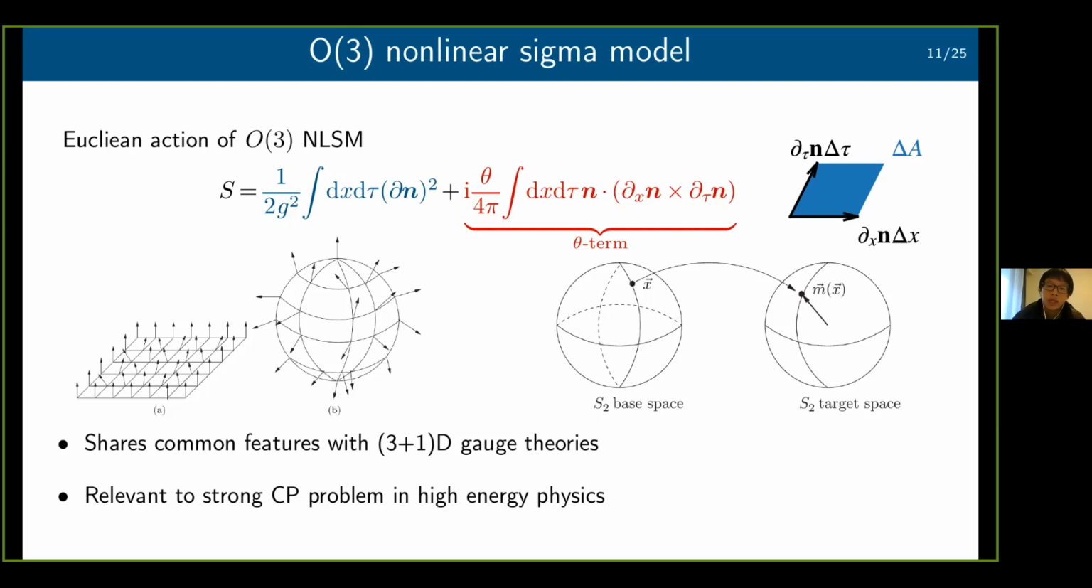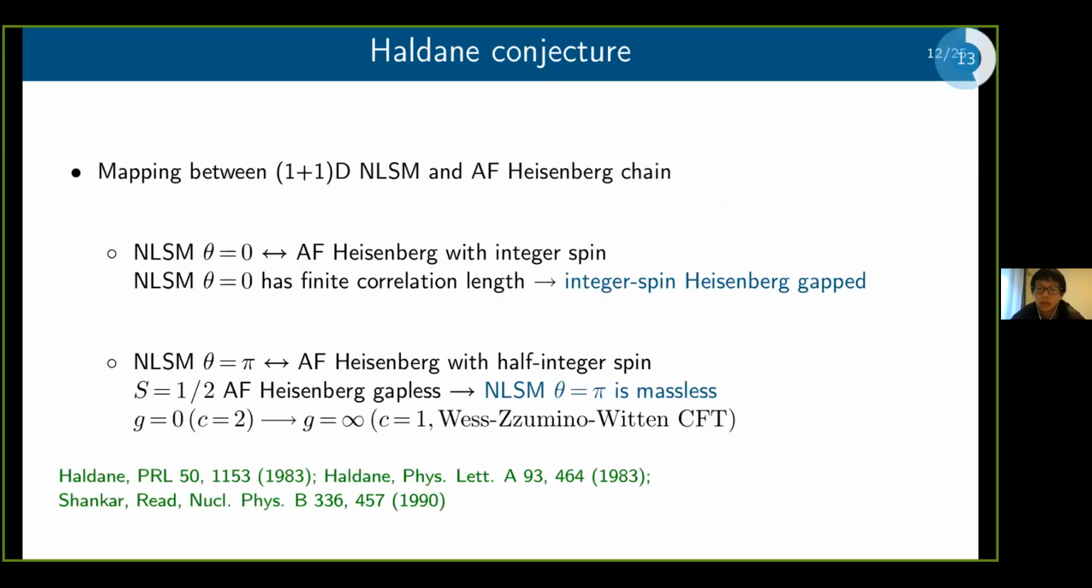From the condensed matter side, people have become interested in this nonlinear sigma model, probably starting from the Haldane conjecture. So in the early 1980s, Haldane proposed a conjecture based on his work on the mapping between the 1+1 dimensional nonlinear sigma model and the anti-ferromagnetic Heisenberg spin chain. For the anti-ferromagnetic Heisenberg chain with integer spins, Haldane found that this model can be mapped to a nonlinear sigma model with no theta term.